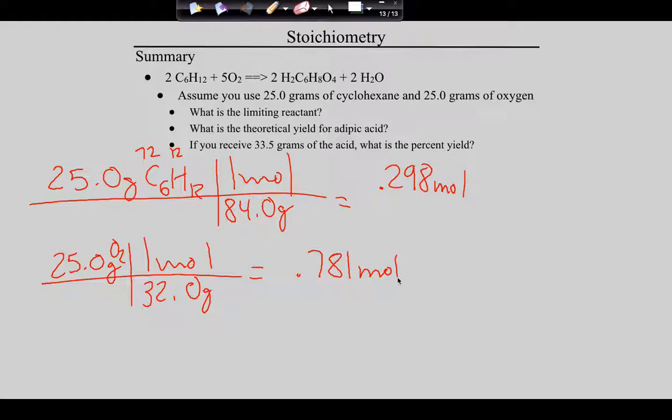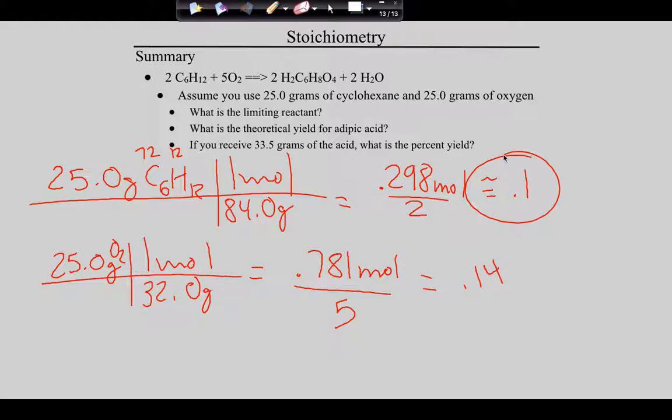0.781 moles. Okay, so now we know the relative numbers of moles, but we're not done because these do not stick together in a 1-to-1 ratio. It's actually 2 to 5. So this is going to be approximately 0.1 or thereabouts, and this is going to be approximately 0.124. Guys, we're dealing in approximates. But here's what we know: this number is smaller, right? Therefore, that's our limiting reactant.